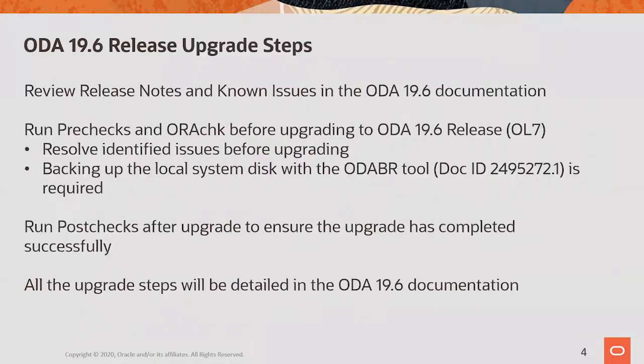Great. Okay. So as I said earlier, this is an upgrade of the underlying operating system from Linux 6 to Linux 7. So what are some recommendations for our customers? Now, as always, we recommend our customers review the release notes and known issues in our documentation. But for this upgrade, it's especially important because we're doing the OS upgrade underneath, right? And so these are the general guidelines.